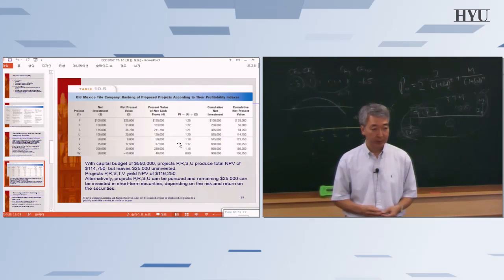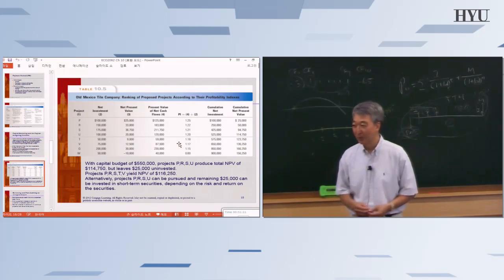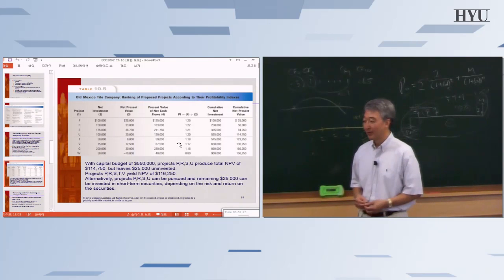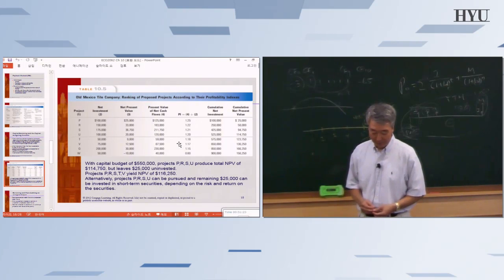Go out and have a party? Yeah. Put it in the bank, reinvest? Right, okay. Yeah, so the question is, is there any better alternative? Okay.